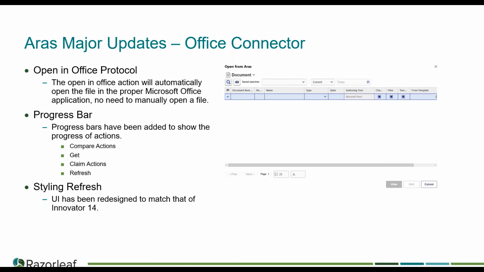So another few other things with the Office Connector here. The open an office action will actually now automatically open the proper Office application. There's no need to manually open these files after they're downloaded. Another ease of use convenience factor that we've provided here is a progress bar. So in general, if you're using a get, compare, claim, any of these actions, you'll see a progress bar as the action is being completed. No longer leaving you in the dark if, say, something has locked up, froze, any of those issues.